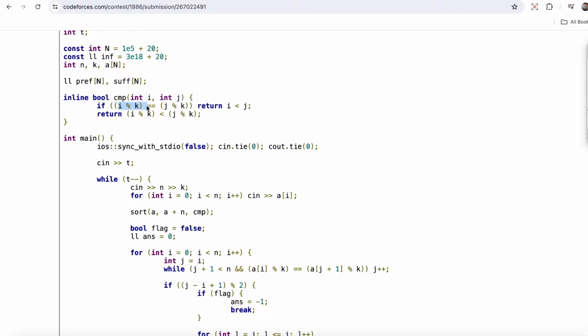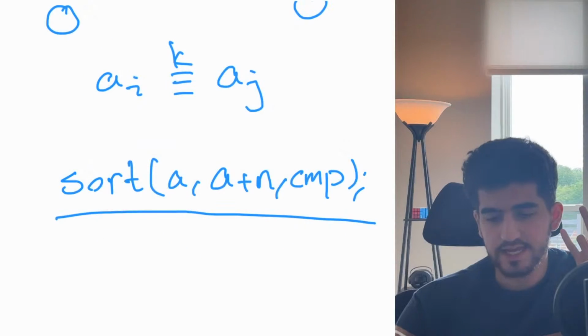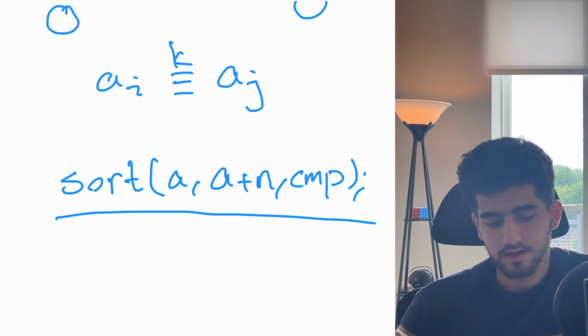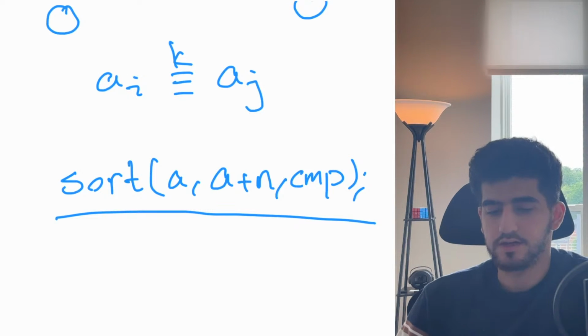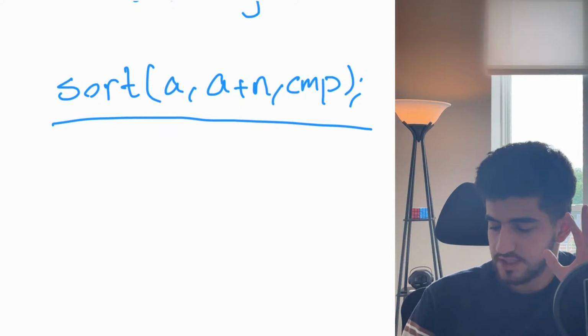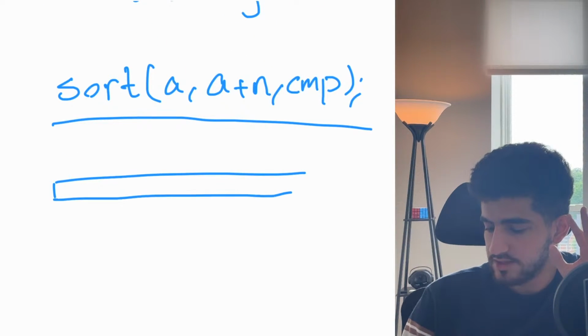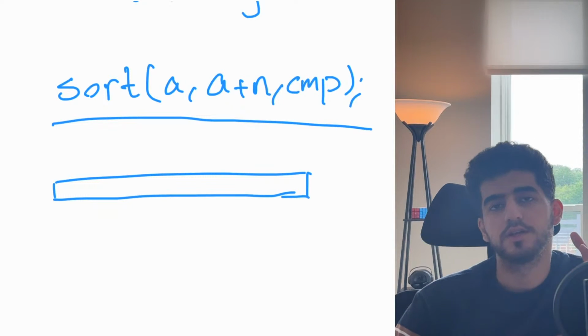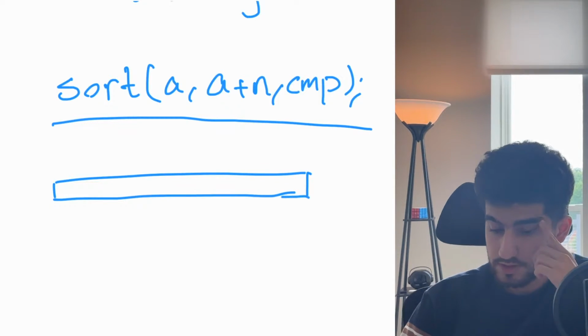One case is that they are the same modulo k and i is less than j. The other case is that they are not the same modulo k and i modulo k is less than j modulo k. This way, when I sort my array, all of the numbers with the same remainder over k are going to be next to each other and they will be in sorted order. Okay, is everything clear so far? Are you all okay with this CMP function, or does anyone need more information about this part?